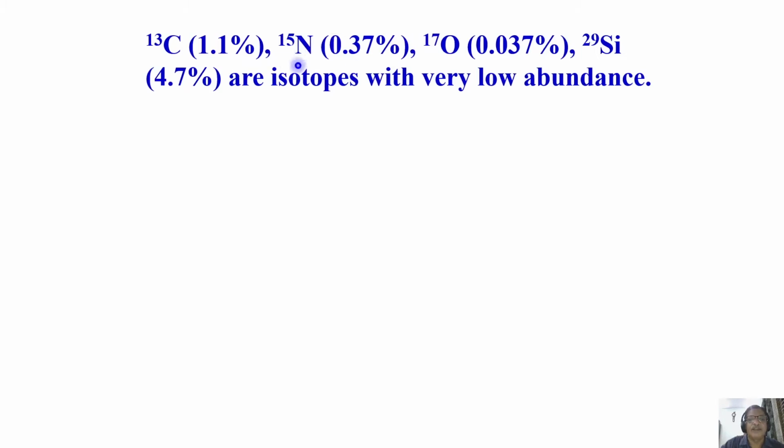Nitrogen 15 abundance is 0.37%. Oxygen 17 is even lower. Silicon is relatively better, 4.7%. All these are isotopes with very low natural abundance. There are many. I mean, in the entire periodic table, I have just chosen a couple of them.